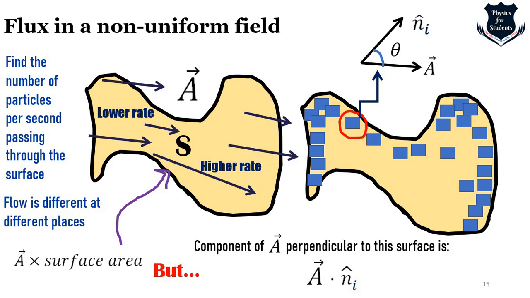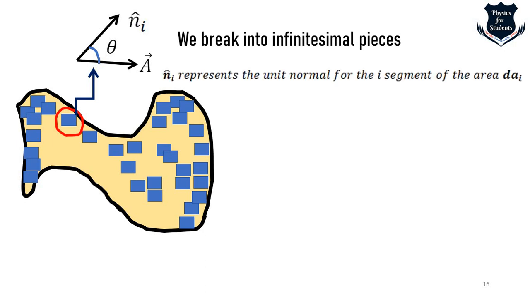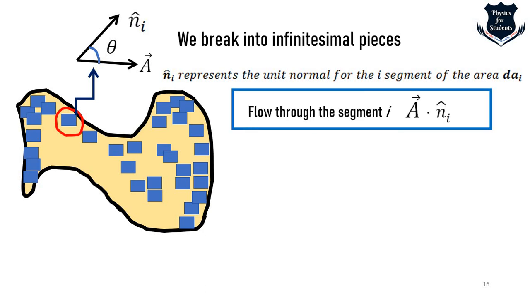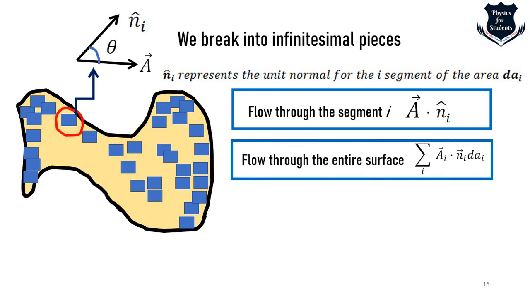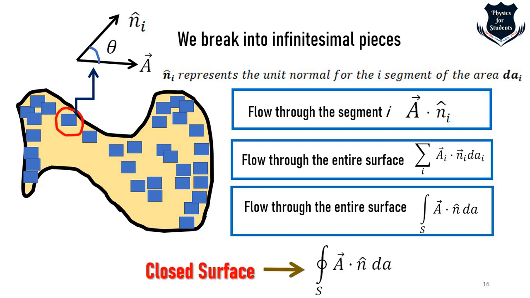We will take forward this particular figure which we have divided. Now we break it into infinitesimally small pieces, and Ni represents the unit normal for the segment area dAi, which is quite simple. Now what we see is the flow through the segment, which is the dot product. When the segment shrinks to zero, the summation, that is the discrete part, is the second expression marked in the blue box. And now we calculate this over the entire surface, and this is what is called the closed surface.